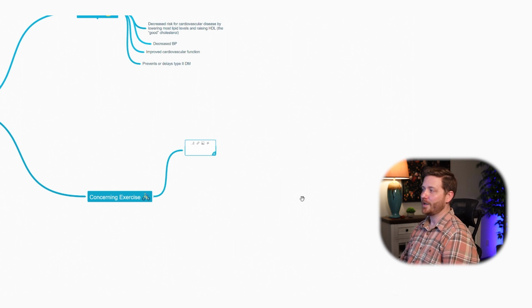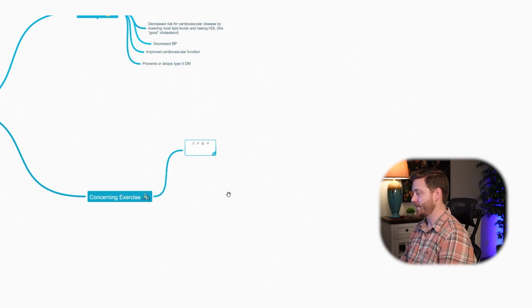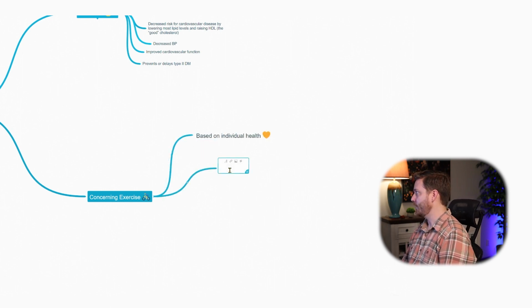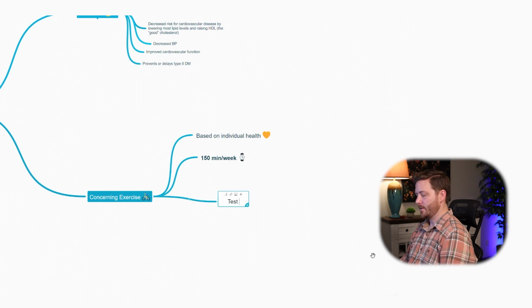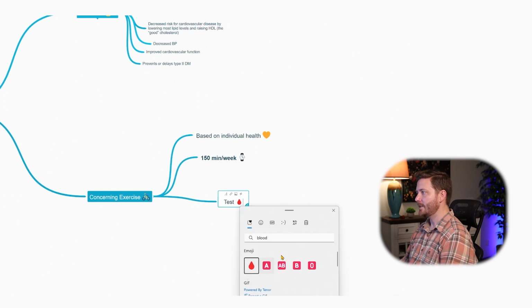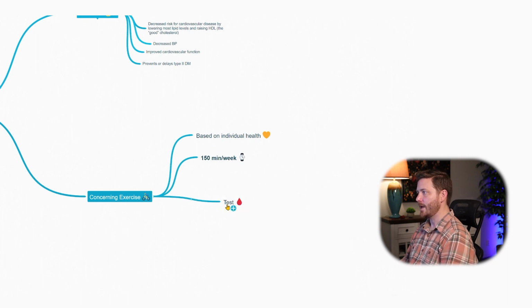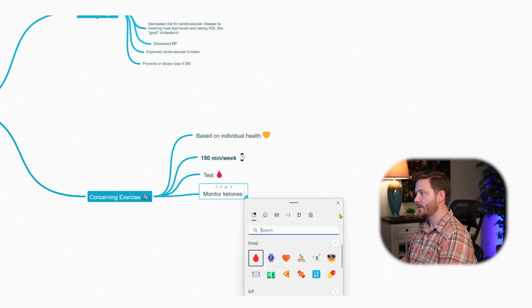First things first, we know that it's based on their individual health. So we're going to know that it's 150 minutes per week. They're going to need to test their blood glucose levels, so we'll add that in there. We're going to monitor the ketones. Maybe we'll put water there to indicate some urine.